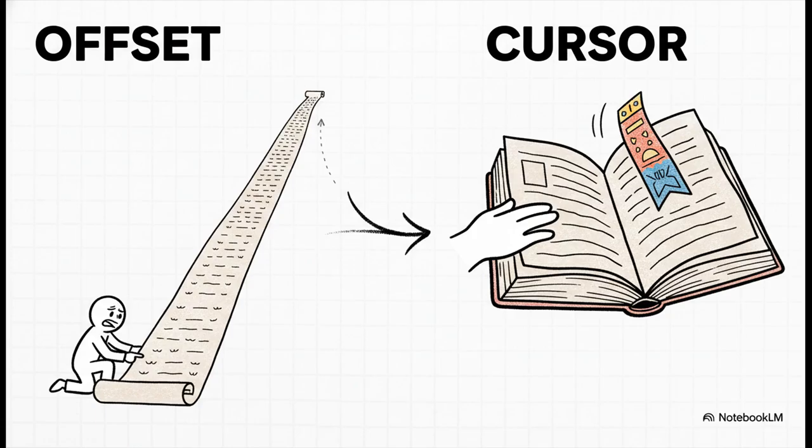Instead of telling the database how many items to skip from the beginning, you give it a unique identifier from the very last item you saw. We call this identifier a cursor, and it works exactly like a bookmark in a book. You're no longer saying count 10,000 items. You're saying find this exact bookmark and start reading right after it.